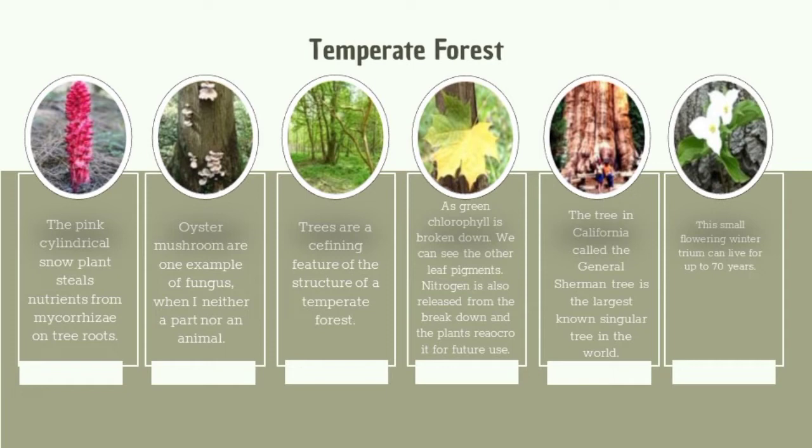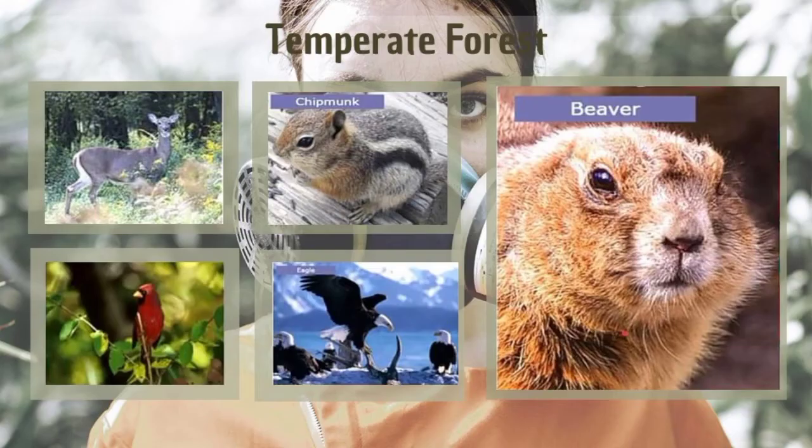Next, we see here a tree feature of a temperate forest, of course, where the green chlorophyll is broken down. We can see other leaf pigments such as yellow here, and eventually the leaves will be shed during fall or autumn. And then one of the tallest trees, the largest known singular tree in the world, the General Sherman tree, and small flowering plants can also be found here. In terms of fauna, you can find deer, chipmunks, beavers, eagles, and different types of birds.